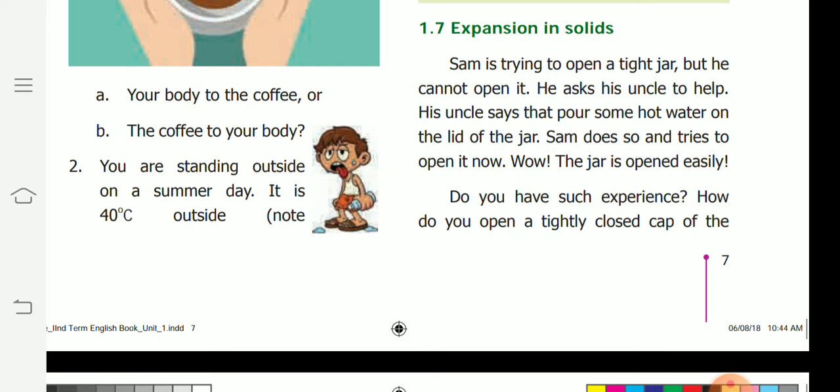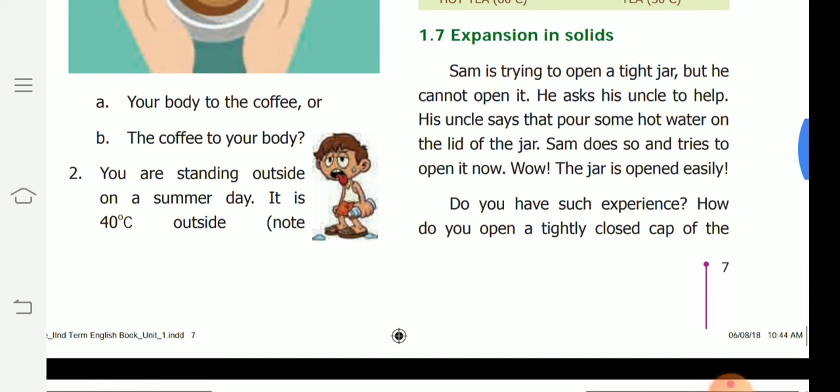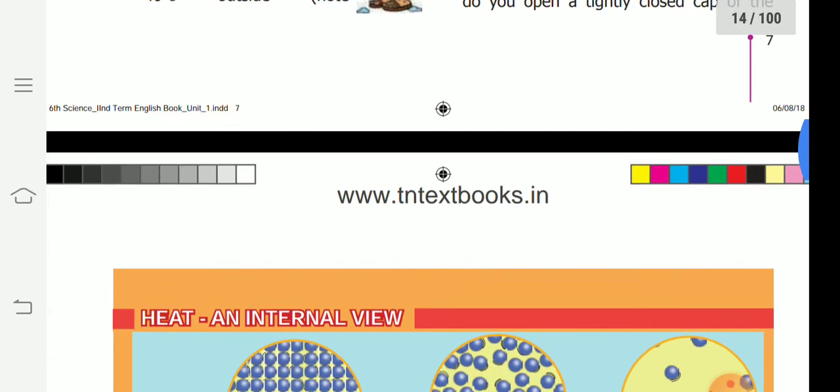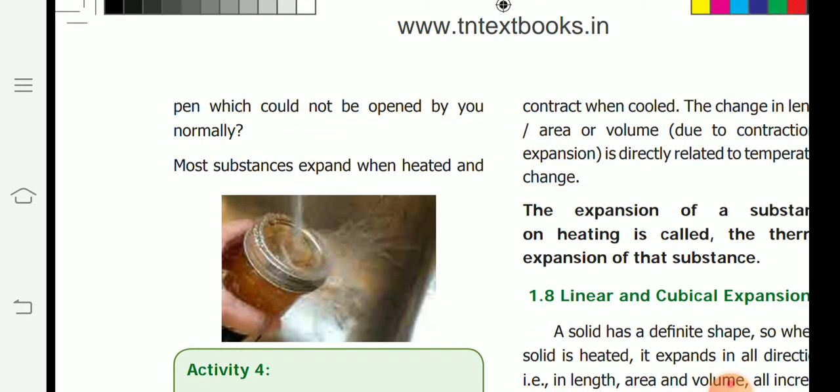First, Sam is trying to open a tight jar, but he cannot open it. He asks his uncle to help. His uncle says to pour some hot water on the lid of the jar. Sam does so and tries to open it now. Wow, the jar opens easily. Do you have such experience? How did you open a tightly closed cap of a pen which could not be opened normally?